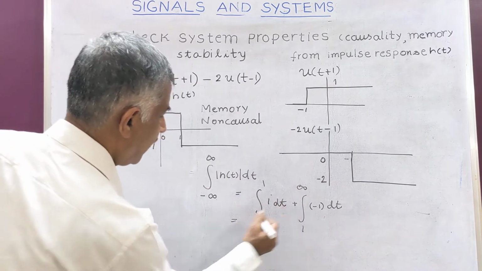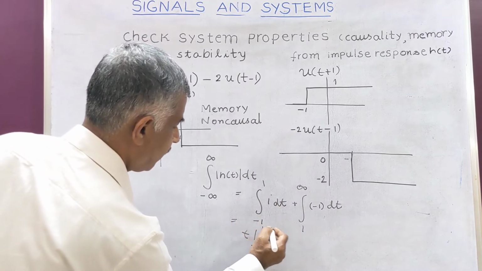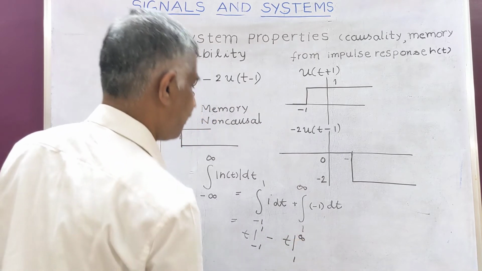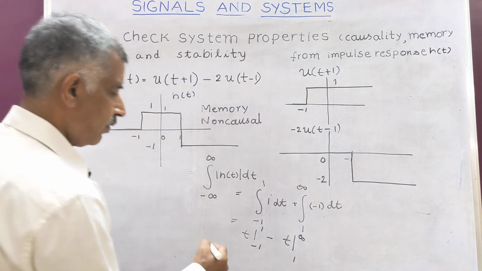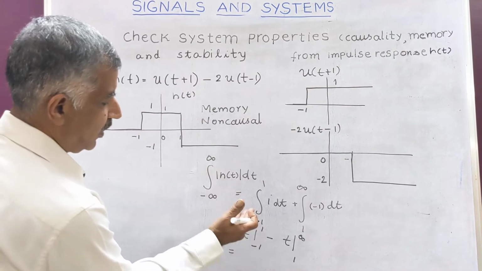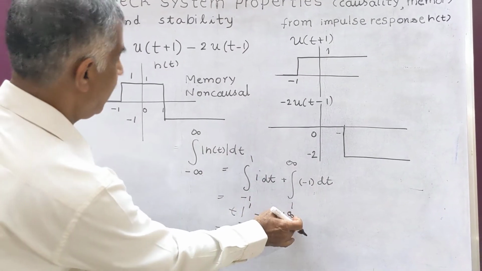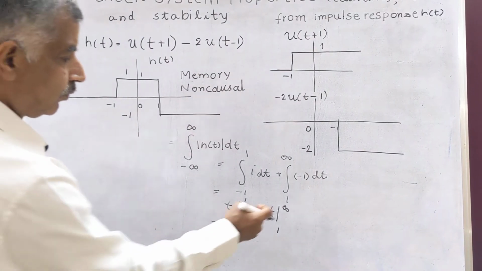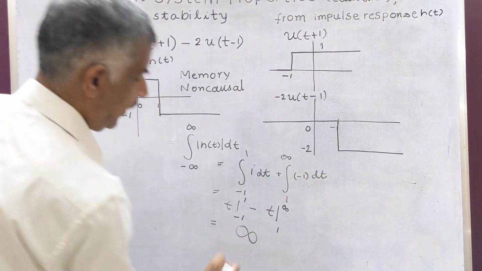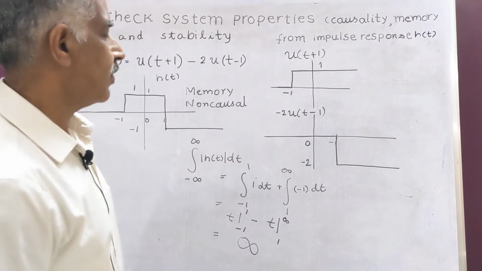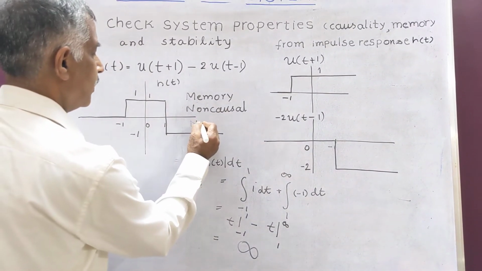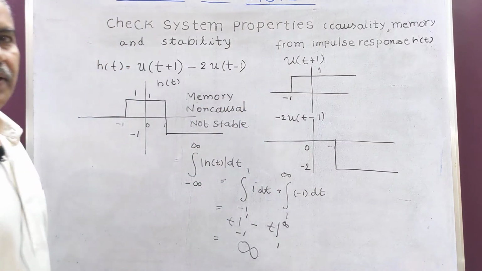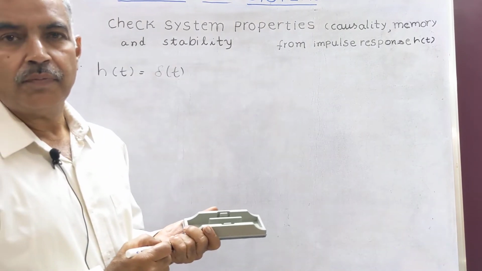Now integrate t between minus 1 and 1, and next between 1 and infinity. Let us not bother about the first term. It continues up to infinity. Therefore, if you substitute here, it comes out to be infinity. Therefore, it is not stable.